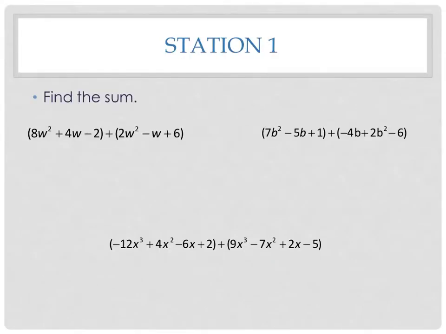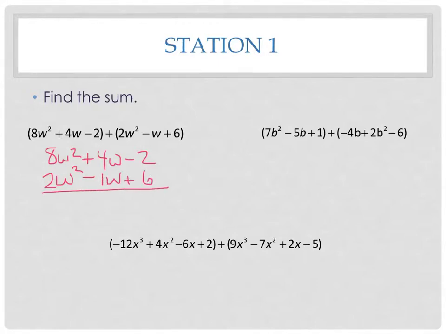Station 1, we're going to find the sum of these polynomials. So we're going to set them up vertically. So 8w squared plus 4w minus 2. And underneath it, we've got to make sure that we line them up. We're going to add 2w squared minus w, so that means 1w, plus 6.